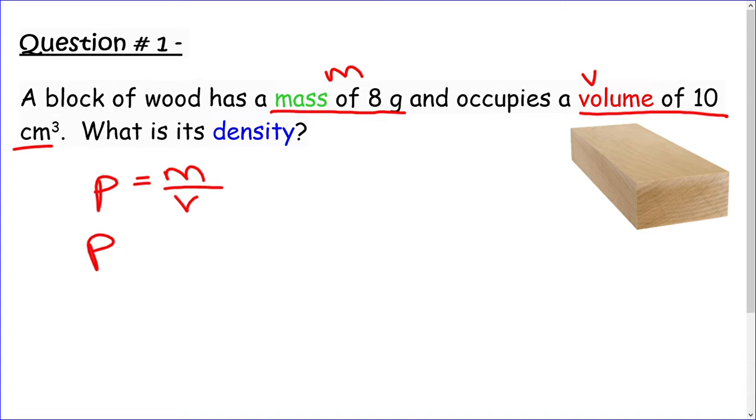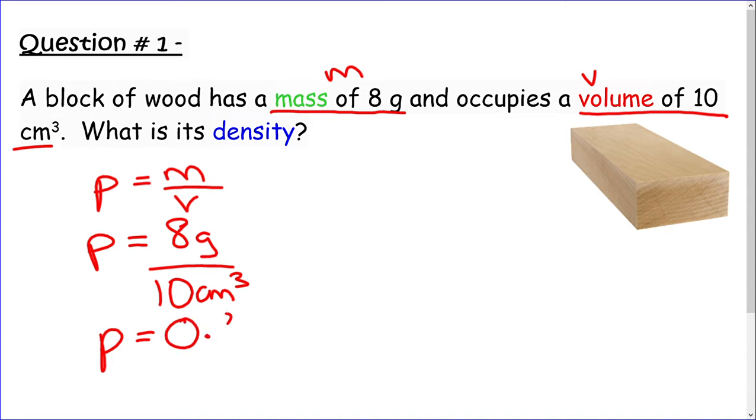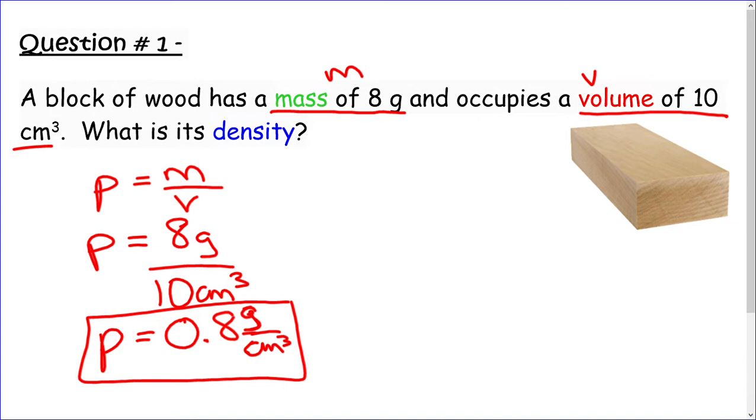So rho is equal to, the mass is 8 grams, the volume of this thing is 10 cubic centimeters, and if I do a little division here, 8 grams divided by 10 cubic centimeters, I get 0.8 grams per cubic centimeter. So a little messy, I'm just going to tidy that up a little bit. So I have my answer. I'm going to box in my answer, and then just a couple of little things that I'm looking for along the way.